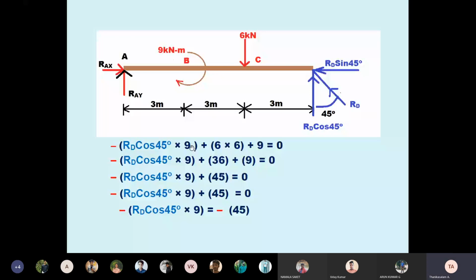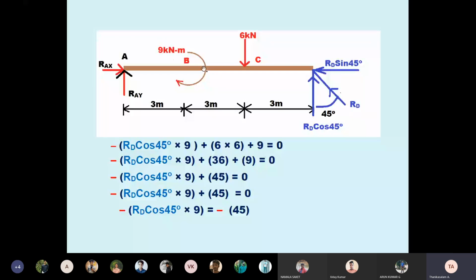And see 6 kilonewton. It is clockwise. How do you say clockwise? It rotates clockwise. 6 into what is the distance from A? 3 plus 3, 6 meter. So 6 into 6. Okay. Then this is called, I told you, the 9 kilonewton-meter couple moment.